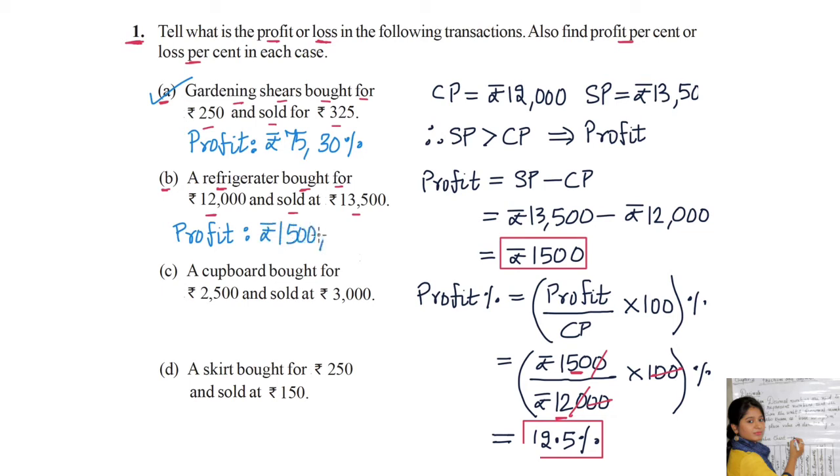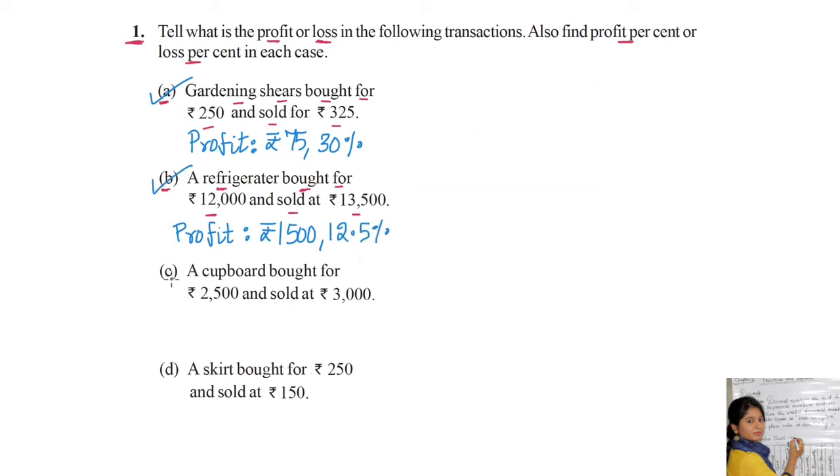So we will write it. Profit has been made of rupees 1500 for this particular transaction and profit percent is 12.5%. Clear? Now let's move to part 3.